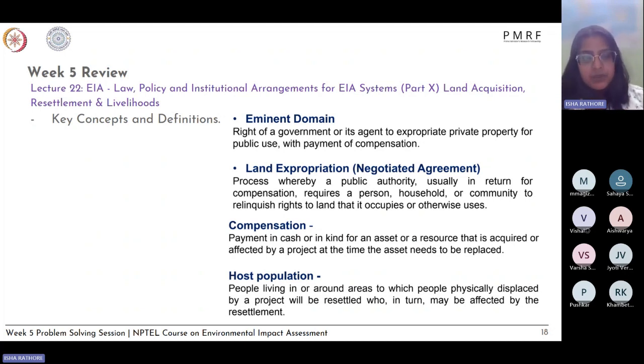Host population is the people who are living in or around areas to which people are physically displaced by a project, who will be resettled and who in turn may be affected by the resettlement as well. So that is the host population.